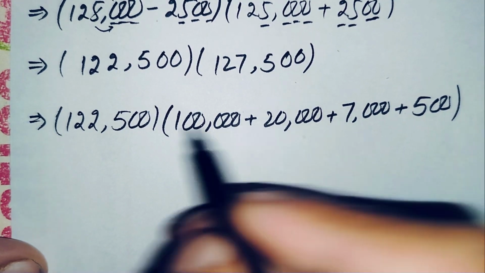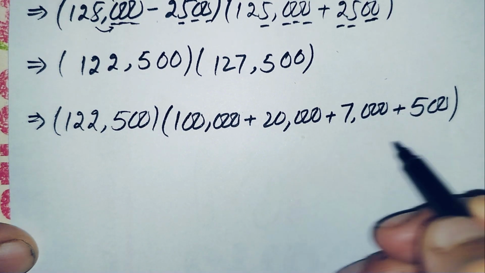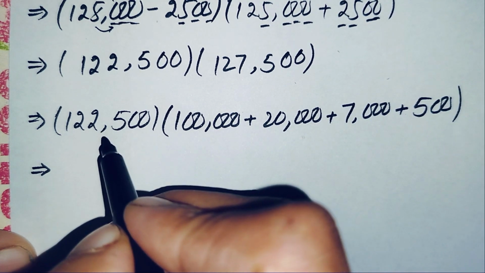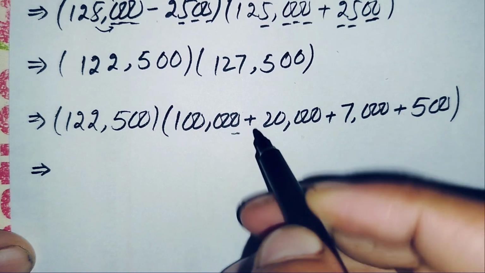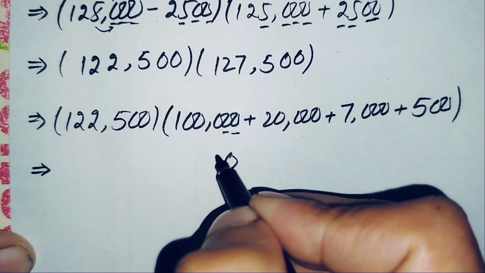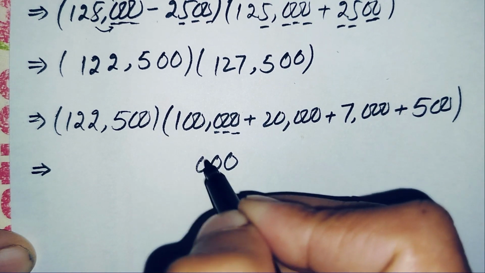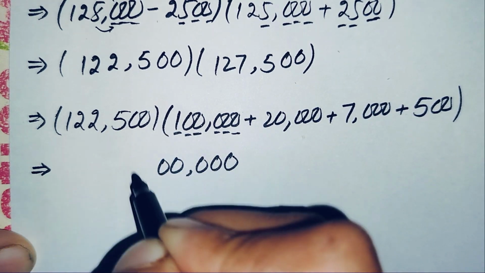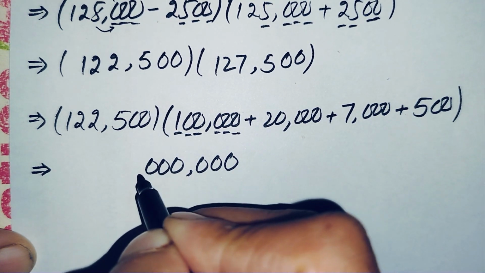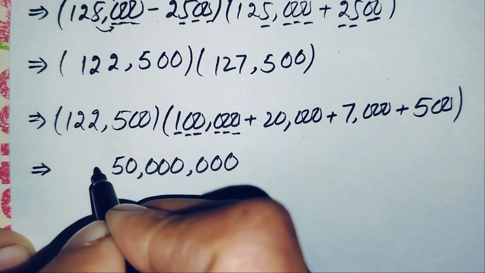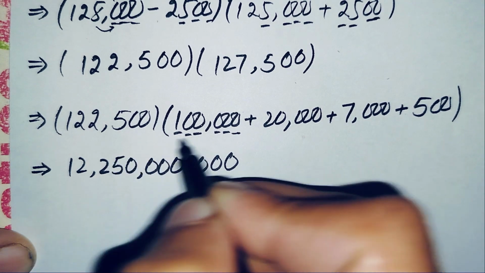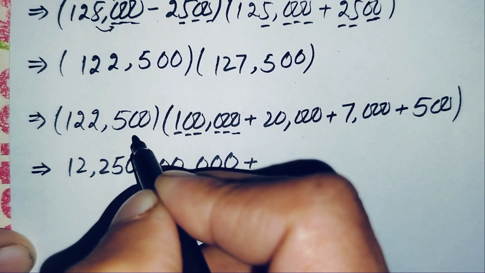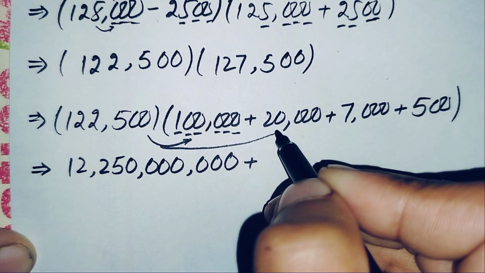Now what we'll do here, we multiply this number with each of the numbers inside the parenthesis. First we multiply this number with 100,000. So it is very simple. This number times 0 is 0, and so on for each zero, and this number times 1 is this one number. So we will write this number here: 0, 0, 5, 2, 2, 1. So the product of these two numbers gives us 12,250,000,000.